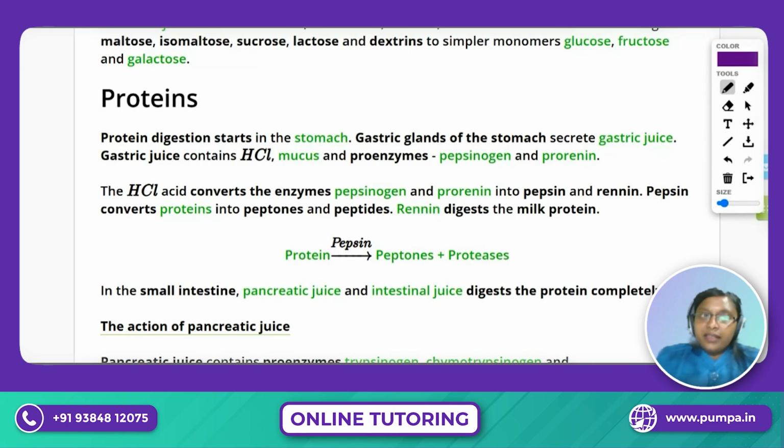And so proteins will be digested. The protein digestion starts in the stomach. Everyone, only the carbohydrate digestion starts at the mouth, and protein and fat digestion starts in the stomach. That's why if you are consuming egg or any protein rich food, it will take some time to get digested, right, everyone?